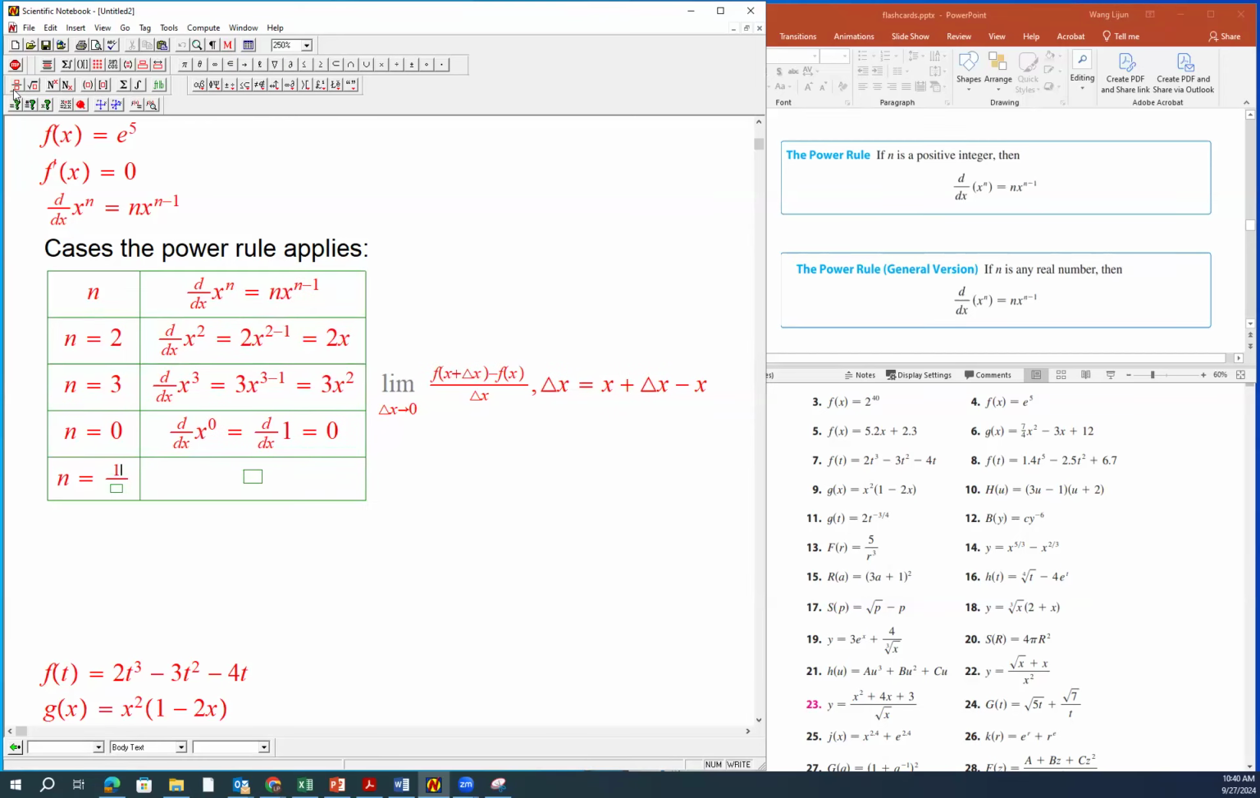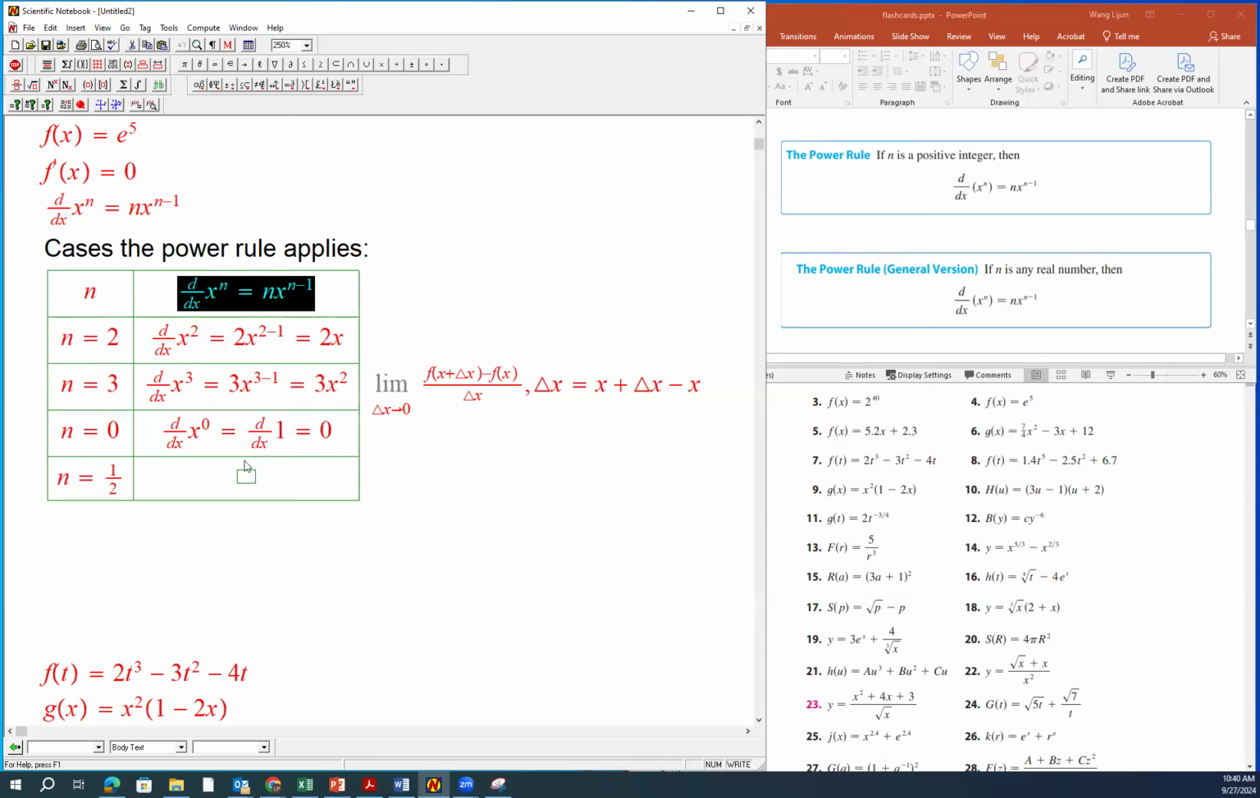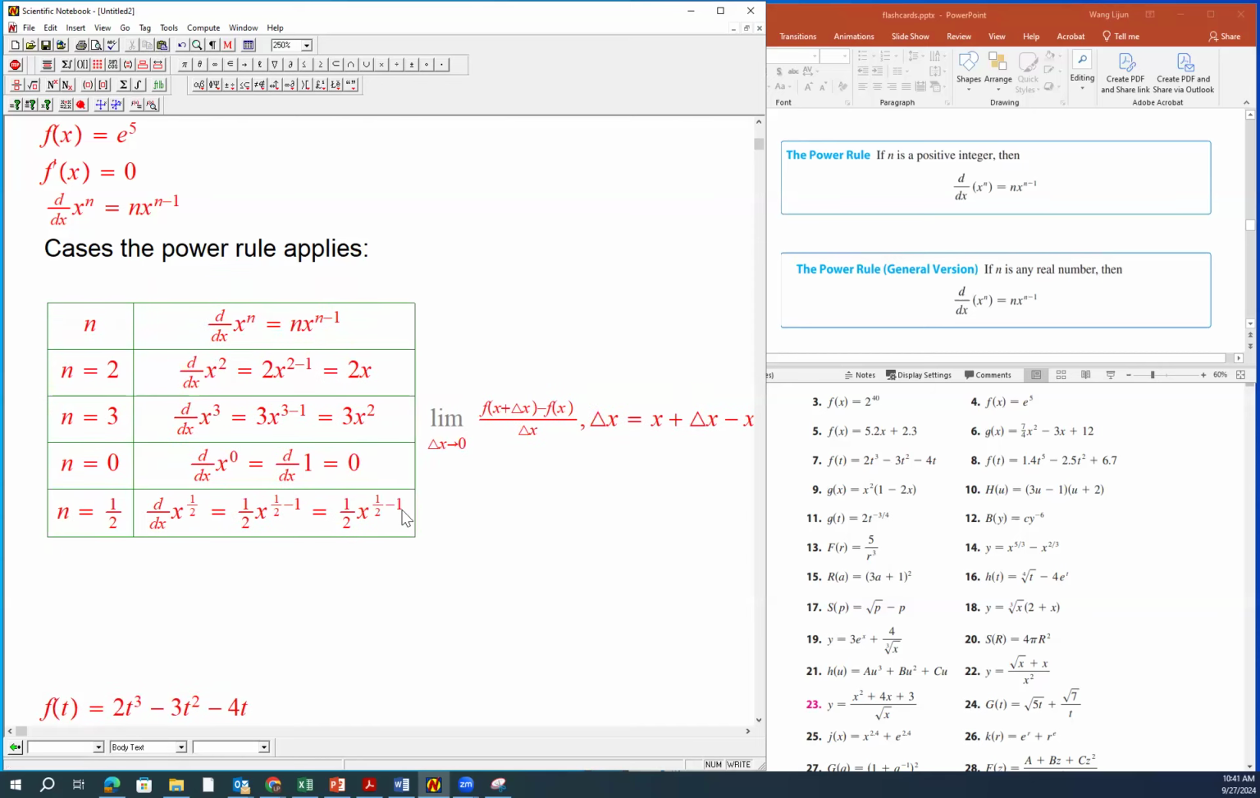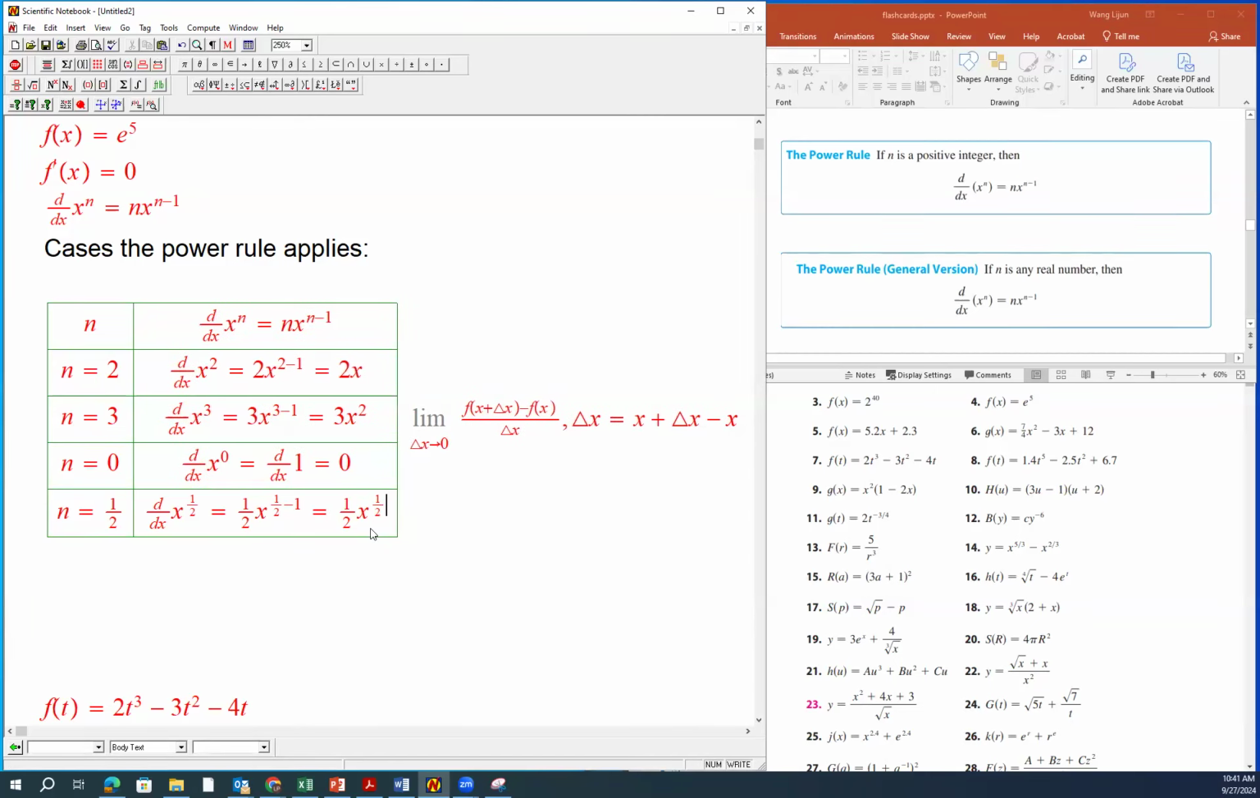n equals half. This is the case that we see very often, which is the derivative of the square root of x. n is half, and this n is half, and x raised to the power of half minus 1. Of course, half minus 1 is negative half. So if you want, this is the derivative of root x.